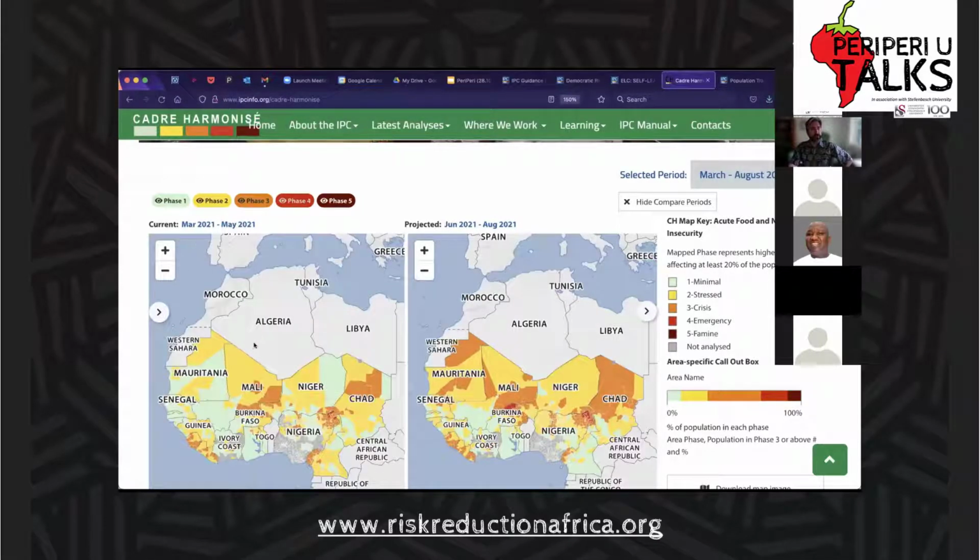One other thing I should mention for any West Africans in the group today: in West Africa, this is implemented slightly differently and has a slightly different acronym. It's called Cadre Harmonisé. Cadre Harmonisé is completely unified with IPC, but it is a separate scale operated by CILSS, the regional grouping there. But we work hand in hand with Cadre Harmonisé all the time.